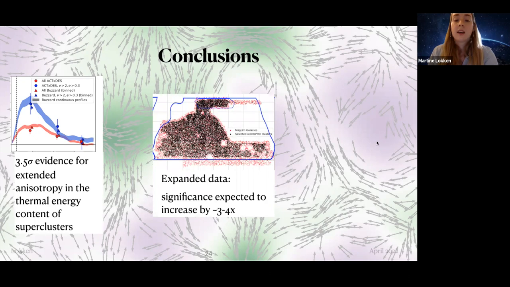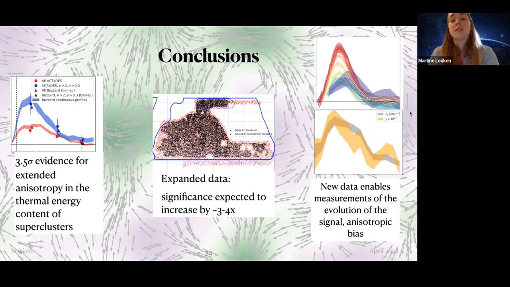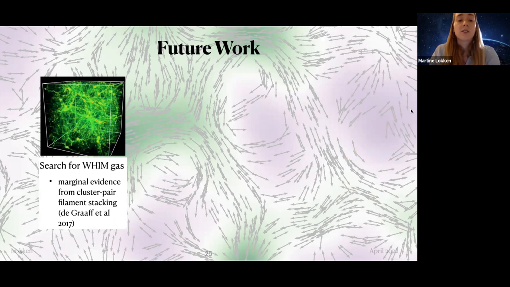I discussed how the expanded data will increase our significance by around 3 to 4 times, and how with this new data, we'll be able to make measurements of the evolution of the signal with redshift and of anisotropic bias between the gas and the galaxies. In the future, we hope to expand these methods to search for the signals of the gas in the warm-hot intergalactic medium that's been blown out of halos.